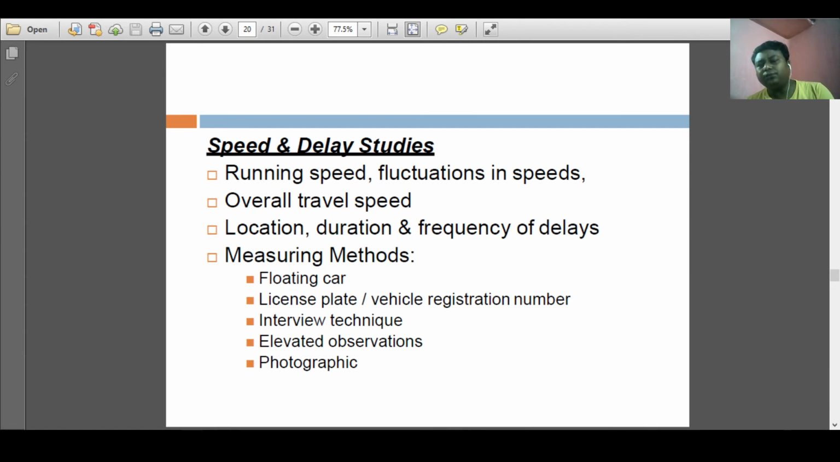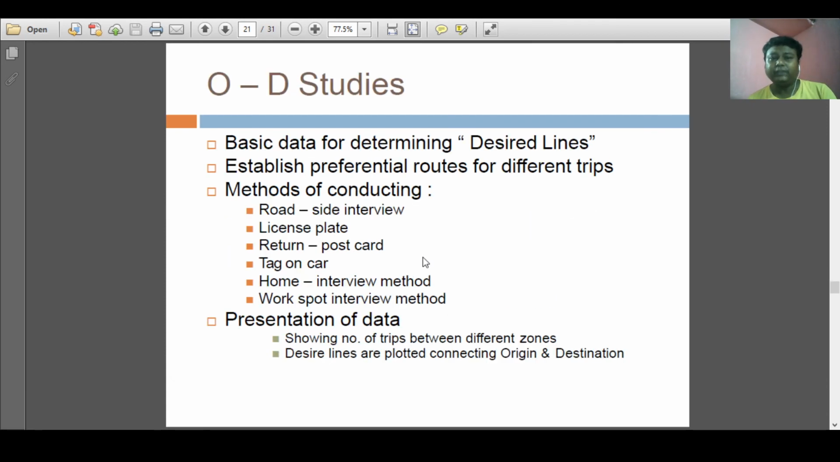So these are the few questions, and based on that an assumption or some average idea of delay and speed we obtain. Next is the elevated observation and photographic observation. These are some videographic and photographic techniques based on which we will calculate the speed and delay. So next we move to the next topic, O&D studies.